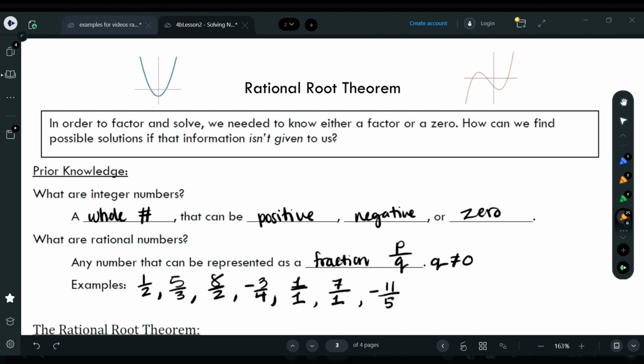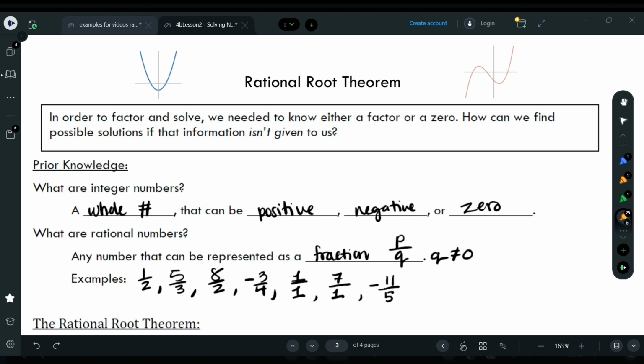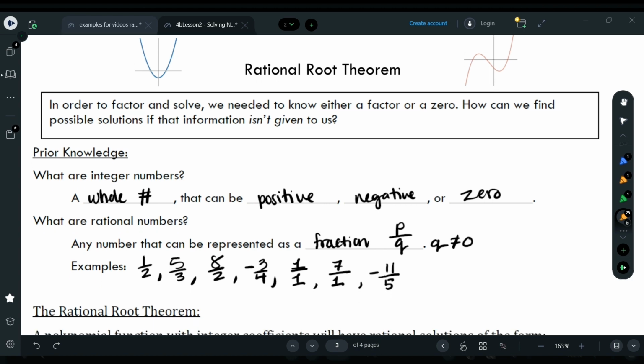So let's see here. Some stuff that we need to know first here. We're going to talk about some types of numbers. The first one is an integer. You know what this means? What kind of a number is an integer number? Well, here it is. It's a whole number. And it can be any whole number as long as it's a whole number. It doesn't matter if it's positive or if it's negative or even if it's 0. Okay? And yes, 0 is considered a whole number.